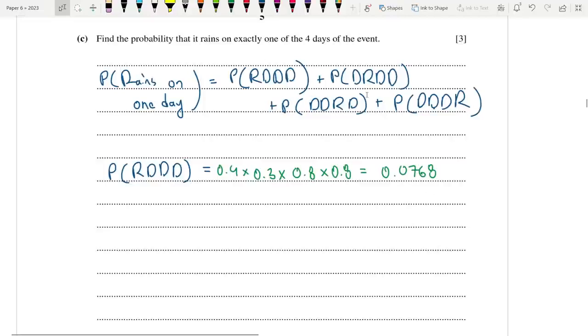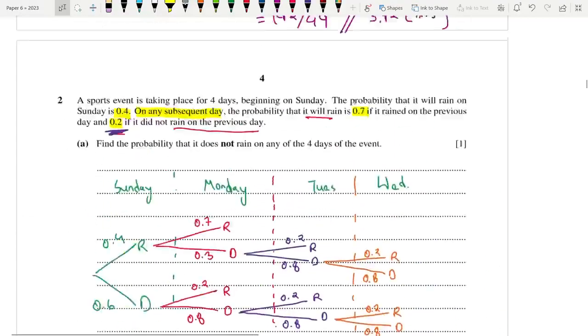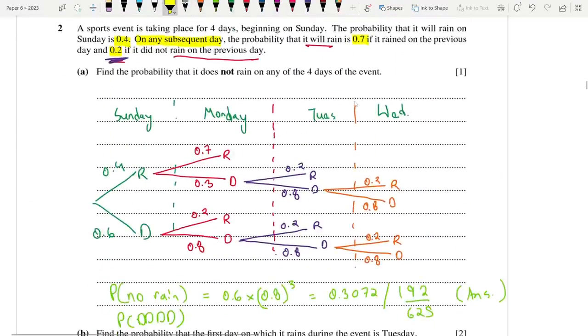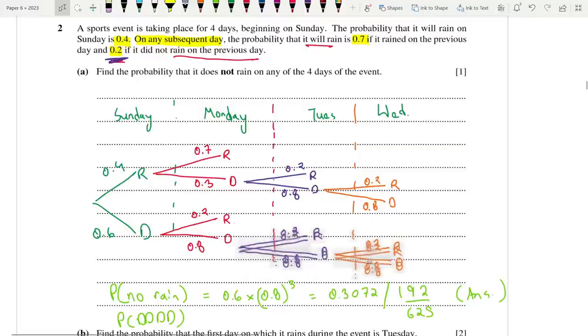Now let's go to the next one: does not rain, rains, does not rain, does not rain. I think I needed more space over here. I might have messed up a bit, but it's fine. Trying to fix this.